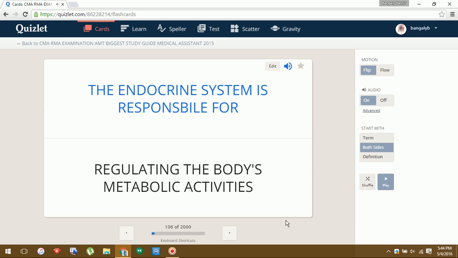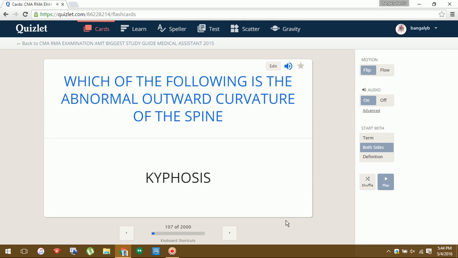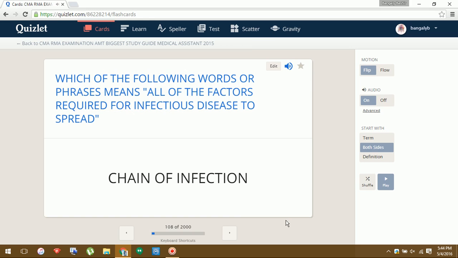The endocrine system is responsible for regulating the body's metabolic activities. Which of the following is the abnormal outward curvature of the spine? Kyphosis. Which of the following words or phrases means all of the factors required for infectious disease to spread? Chain of infection.